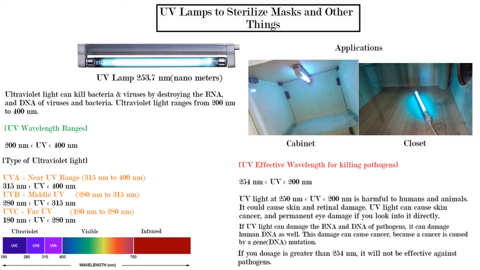The first type is UVA. That's called near UV, and the range of that is 350 nanometers to 400 nanometers. And you have UVB, middle UV, that is from 280 nanometers to 350 nanometers. And you have UVC, which is far UV, and that's 180 nanometers to 280 nanometers. And you want far UV in order to effectively kill pathogens like viruses and bacteria.